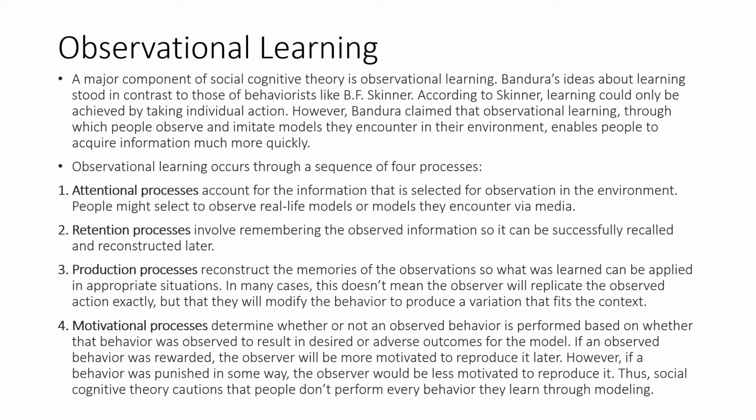If an observed behavior was rewarded, the observer will be more motivated to reproduce it later. However, if a behavior was punished in some way, the observer would be less motivated to reproduce it. Thus, cognitive theory cautions that people don't perform every behavior they learn through modeling. They only replicate those behaviors that are rewarded.